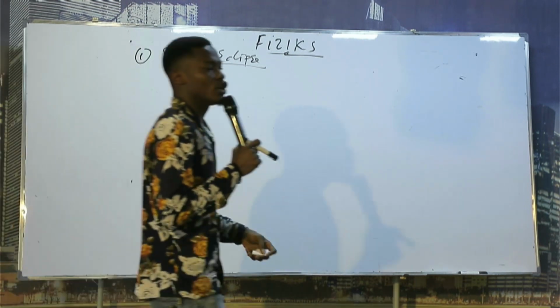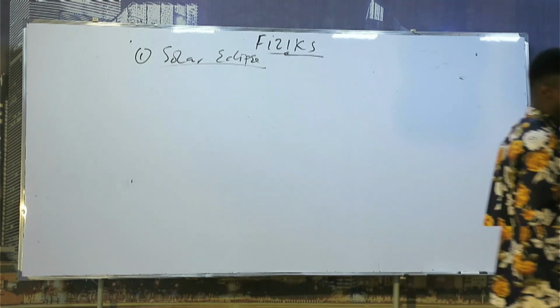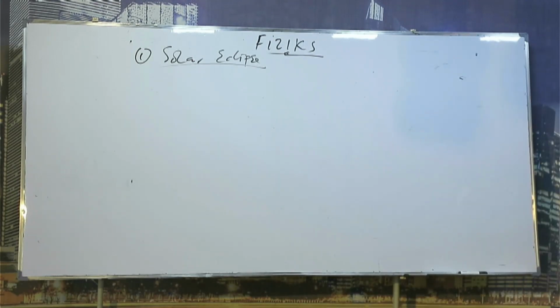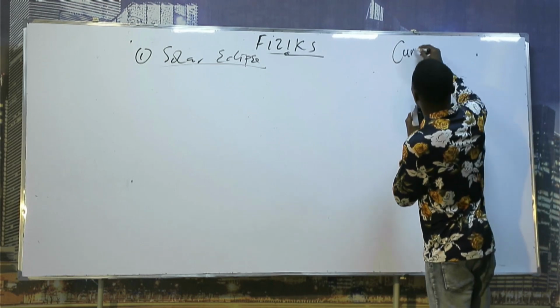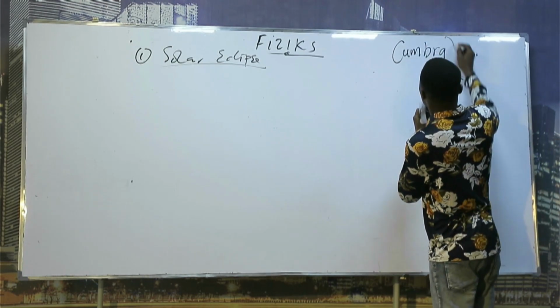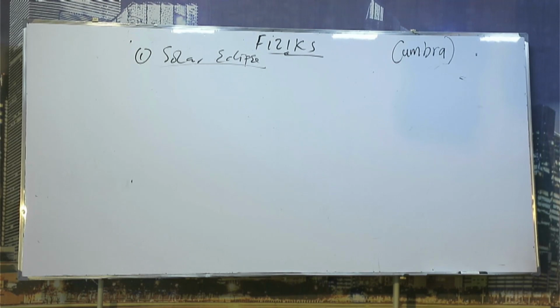This means that some regions will experience total darkness. In brackets, umbra. U-M-B-R-A. Some regions will experience total darkness, in bracket, umbra. Have you written that?